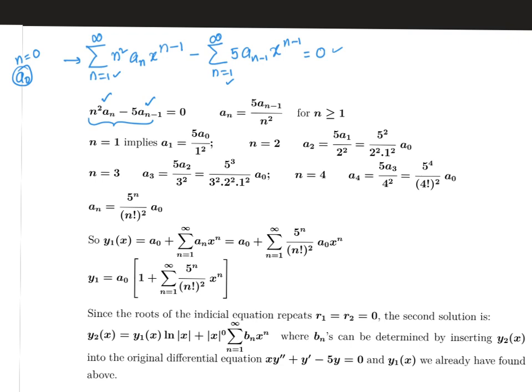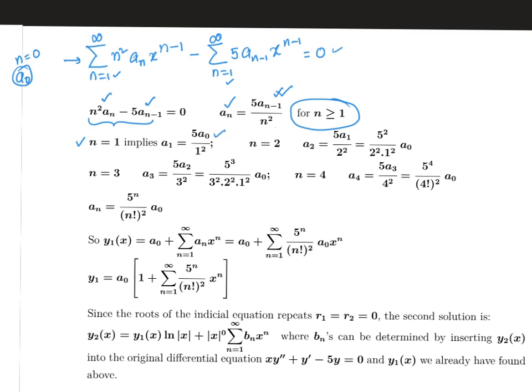So that tells me that this thing is equal to 0, which leads me to a sub n is equal to 5 times a sub n minus 1 over n square. Remember, this is true for n greater than or equal to 1. Now, this is my recursion formula. Now I apply the different values of n. When n is equal to 1, I get this number.